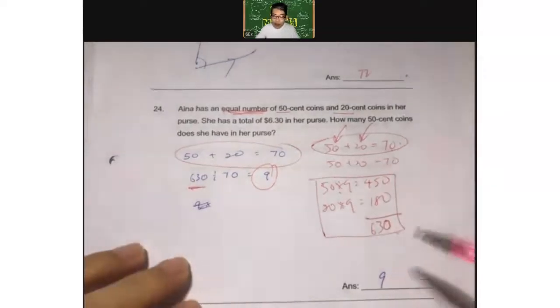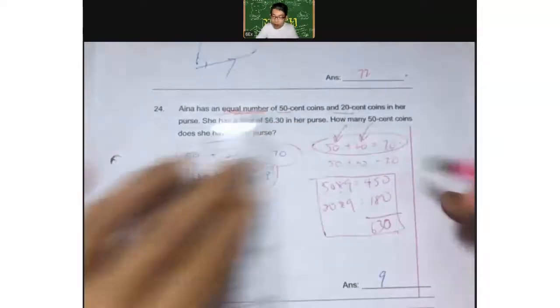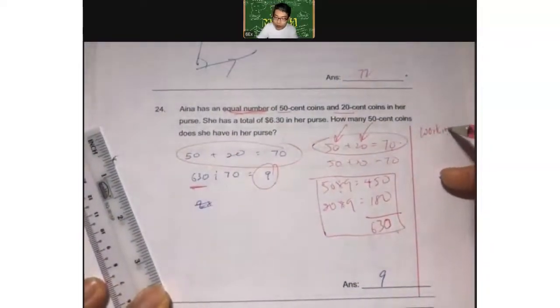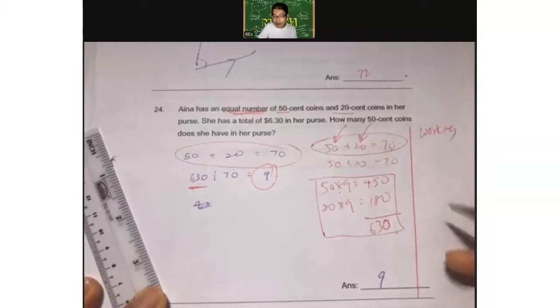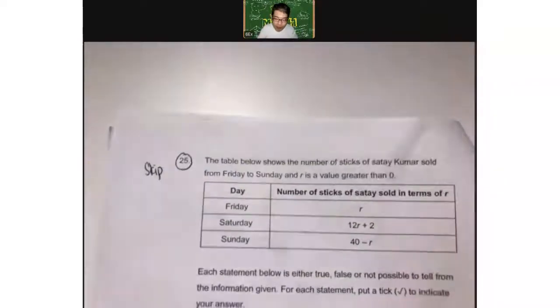It's good practice for you if you are doing your work in a test or homework. Always have your working column to write your rough working at the side. Next, this one is on algebra, so we'll skip this.